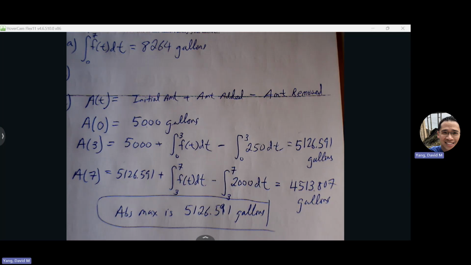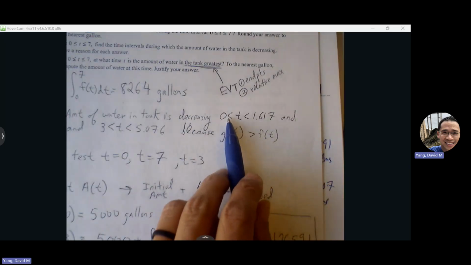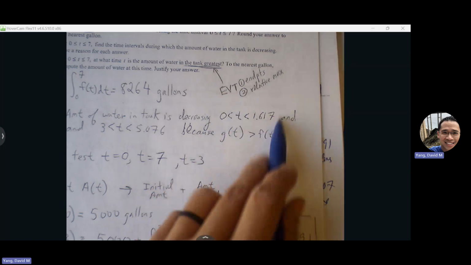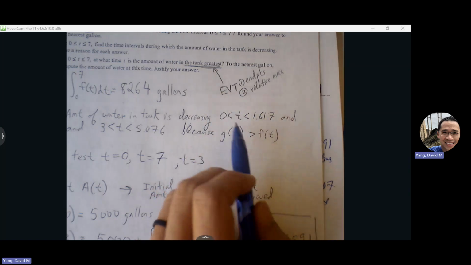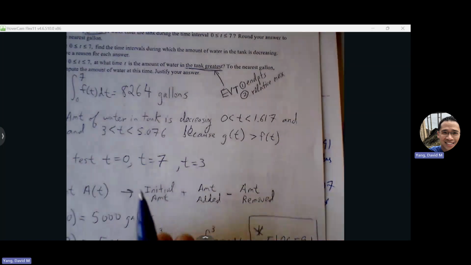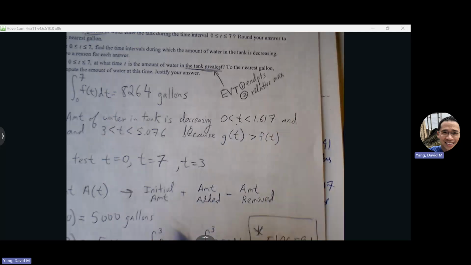For part C, when we're writing that interval, do we have to write it with the inequalities, or can we write it with parentheses? Oh, I see. I got you. Yeah, you don't have to use that. You can say decreasing on the interval from 0 to 1.617 and then use parentheses. You don't have to use that interval notation. It's up to you.